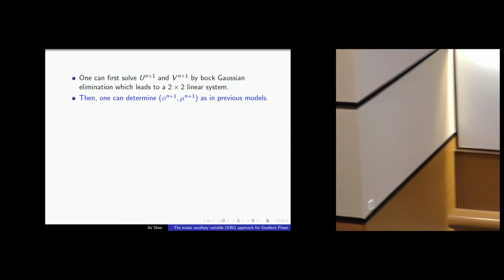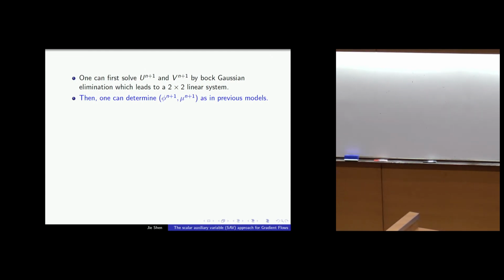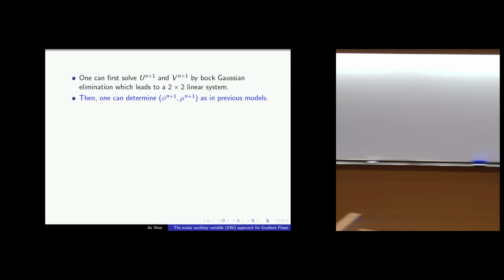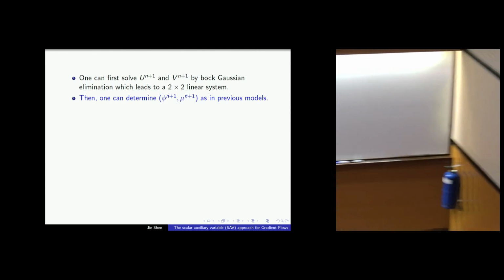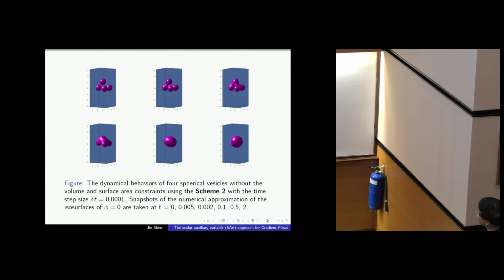Okay, so now instead of one, you have two. But remember, those two variables are still scalars. So you can eliminate them just like using one variable. And then you have to solve, they are coupled together. You solve a 2 by 2 algebraic system. So basically, the cost is just like solving the equation with one SAV. And you have energy stability and so forth.